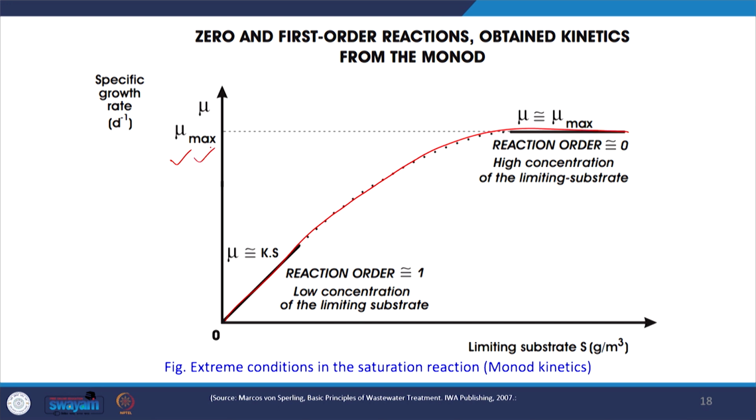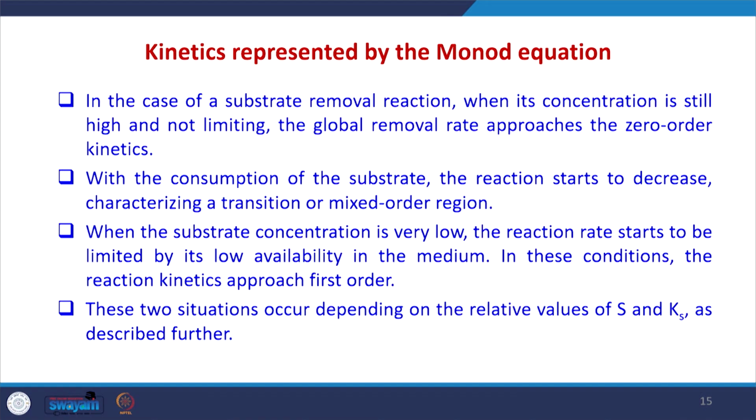Now, we will try to understand how this growth happens, the kinetics represented by the Monod equation. So, we will be discussing this Monod equation now. In the case where the substrate removal reaction is happening and the concentration is still high and not limiting, that means the S value is very high, under that condition the overall removal rate approaches zero order kinetics. So, in this case it is not dependent upon the substrate.